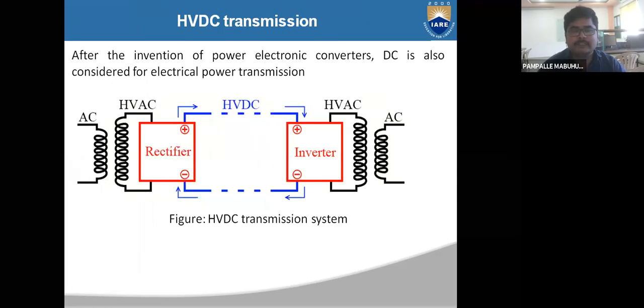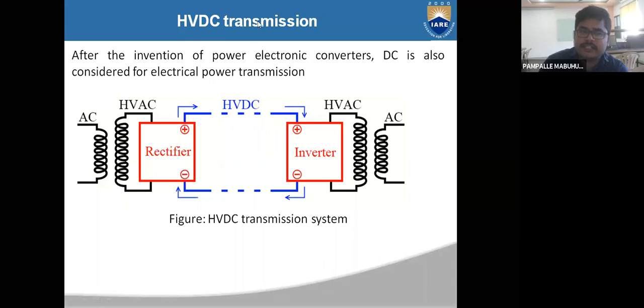Right, so the next topic is HVDC transmission. As I said before, electrical power can be transmitted not only with AC, you can also transfer electrical power with DC current. Here you have HVDC transmission systems to transmit power from one location to another location which are very far away, from a generating station to a consumer station. Generally, if there is a long distance, an HVDC transmission system will be preferred.